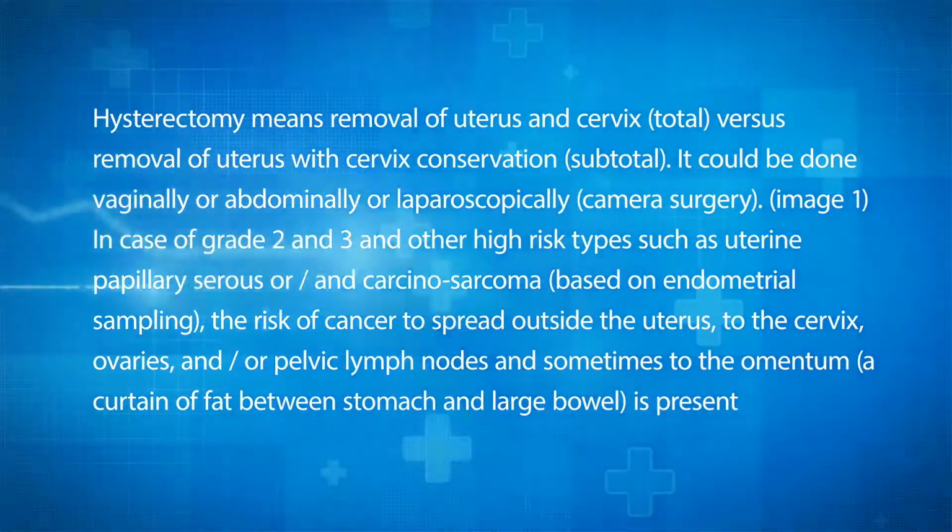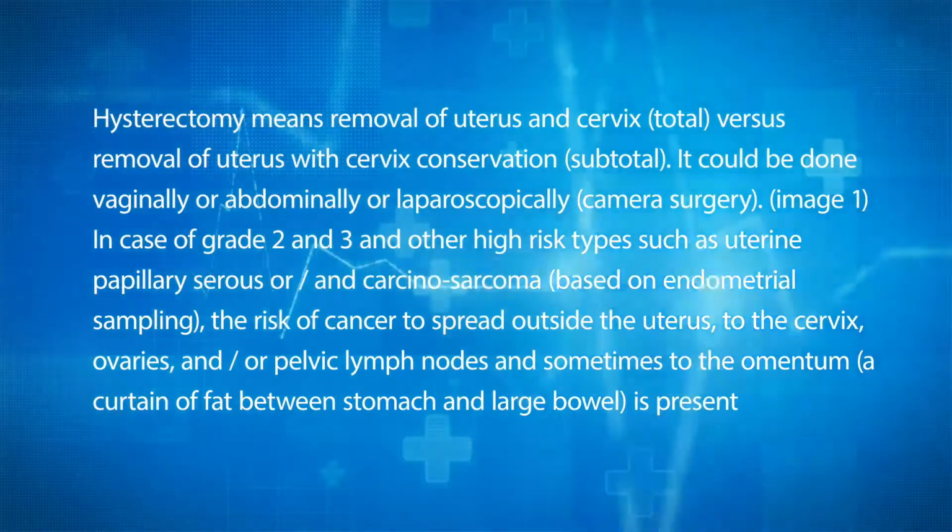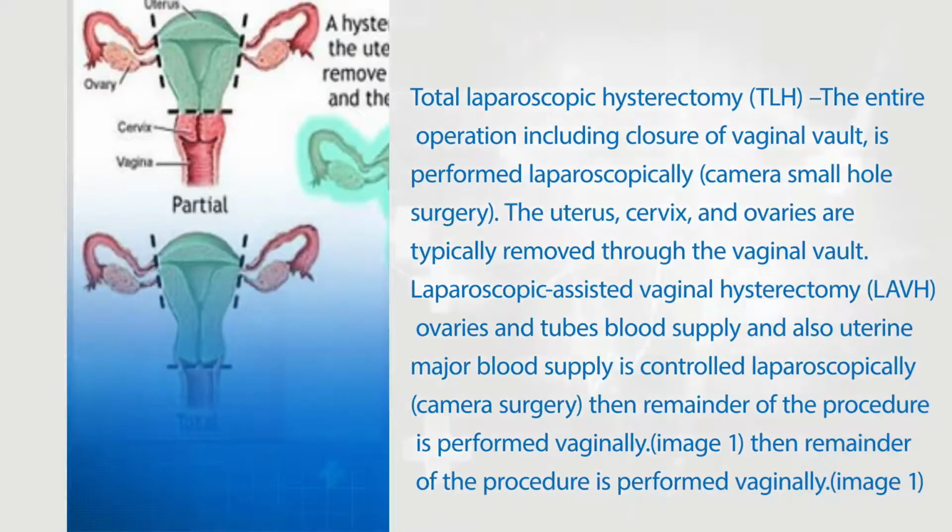A total laparoscopic hysterectomy, or TLH, is when the entire operation, including closure of the vaginal vault, is performed laparoscopically, which is a camera small hole surgery. The uterus, cervix, and ovaries are typically removed through the vaginal vault. A laparoscopic assisted vaginal hysterectomy, or LAVH, is when the ovaries and tubes' blood supply, and also the uterine major blood supply, is controlled laparoscopically. Then the remainder of the procedure is performed vaginally.